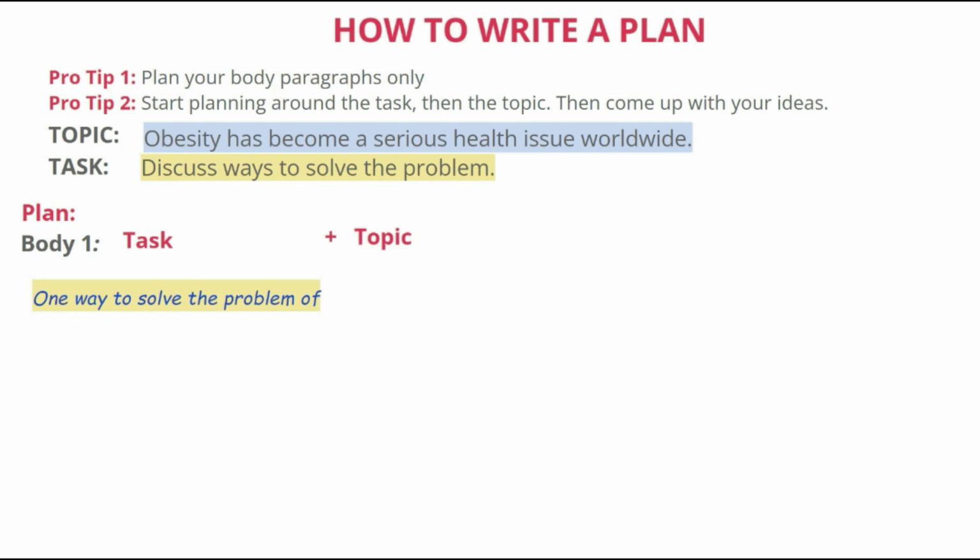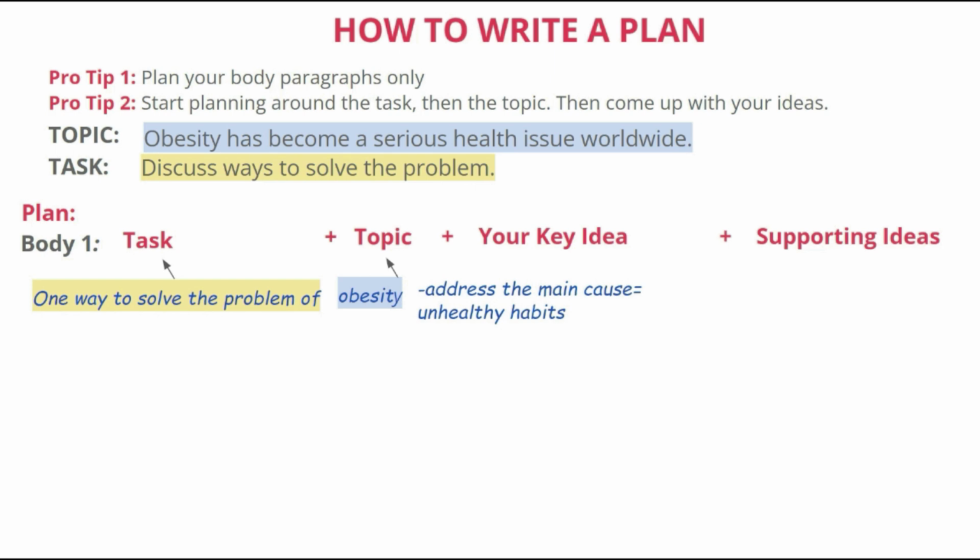Pay attention that I'm focusing on my task here, solve the problem. And then I need to remember the topic, which is obesity in this case. And this is my topic. After this, I can come up with my key idea and my supporting ideas. So if I look back at what I already wrote, one way to solve the problem of obesity, how can I finish this sentence? I think it is important to address the main cause of obesity, which is unhealthy habits.